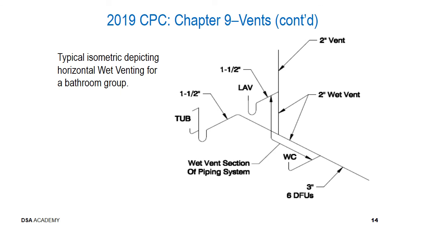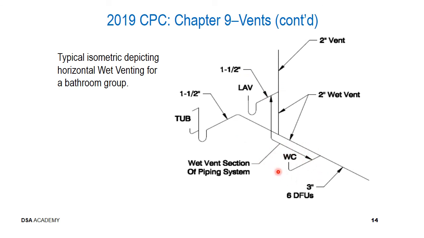Here's a simple picture that shows in better detail visually what a wet vented system will actually look like. This is basically a bathroom group where you've got a water closet, a lavvy, and a tub. And obviously you can see there's only one 2-inch vent for this entire group. This is the only vent that's drawn in this isometric. And you can see this one vent is serving this tub, this lavatory, and also this water closet.